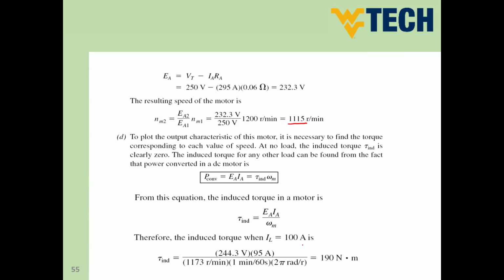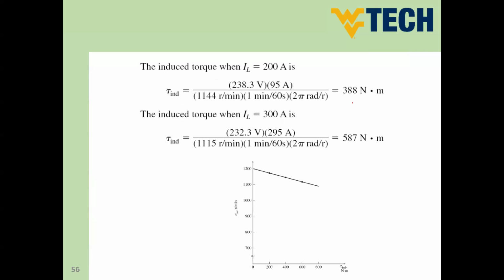ampere. So with the 100 ampere, the induced voltage was 244.3. The armature current is 95 ampere. And the motor speed, you should calculate the motor speed in radian per second. So this is the RPM, so it should be multiplied times 2 pi divided by 60, or times pi divided by 30, the same, in order to convert RPM to radian per second. So we got the first torque equals 190 Newton meter. Do the same for the other current values and get the different torque values.